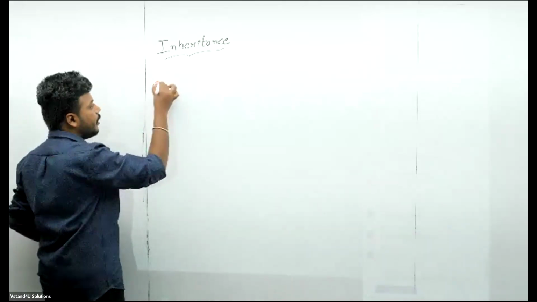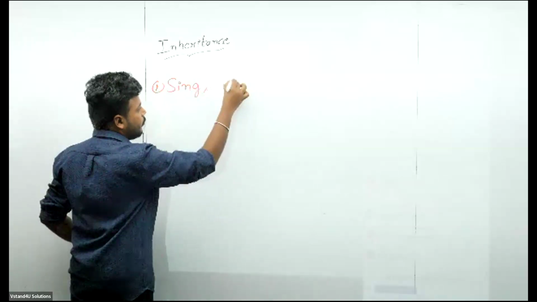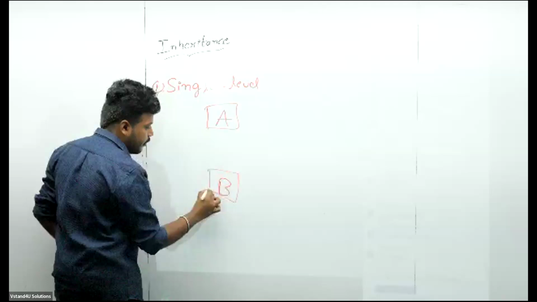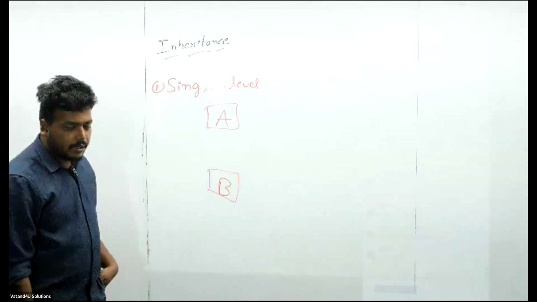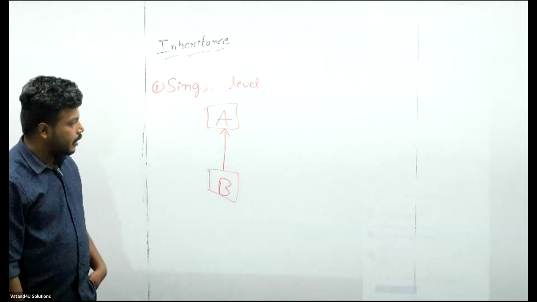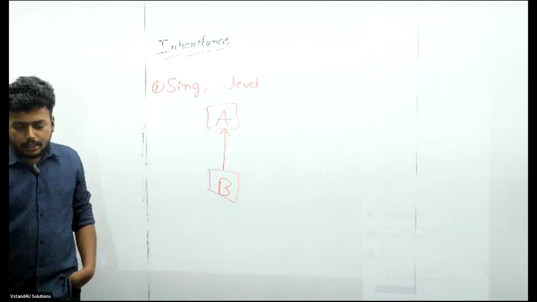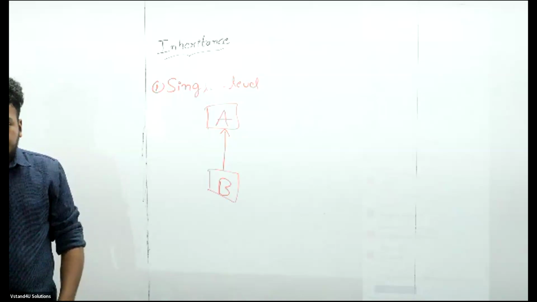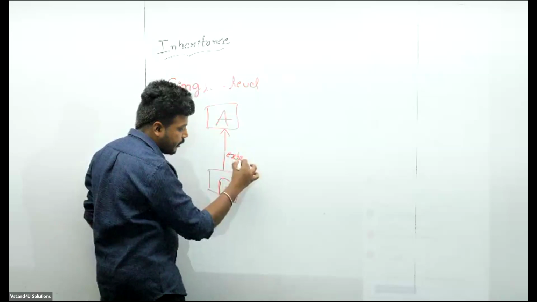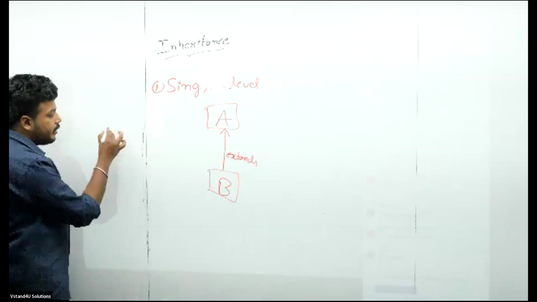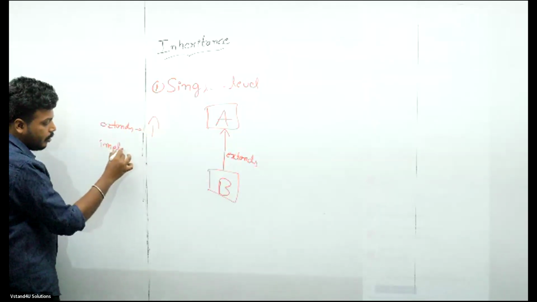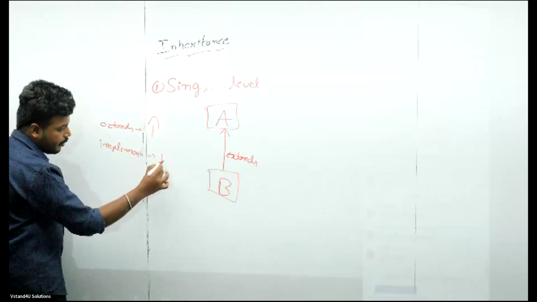What is the first type? Single level inheritance. Inheritance means we have two classes: one is a superclass, another one is a subclass. Single level means the subclass is acquiring and accepting the properties of the superclass. For this relationship, we use the extends keyword. In an is-a relationship, extends is denoted by this arrow, and implements is denoted by a different arrow. Okay, now.